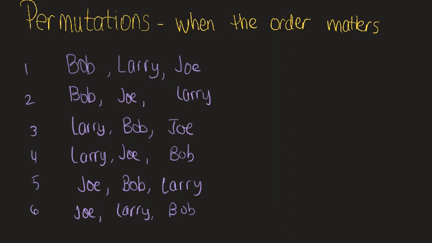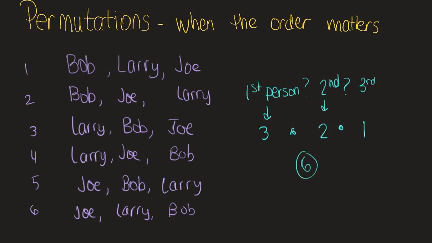Now you're not going to want to draw a sample space every time. So what you're going to want to do instead is a multiplication problem. How many options do we have for the first person? Well, there were 3 people, Bob, Larry, and Joe. No matter who I pick, how many options could be second? How many options are left? And then you multiply them together. 3 times 2 times 1, the answer is 6.